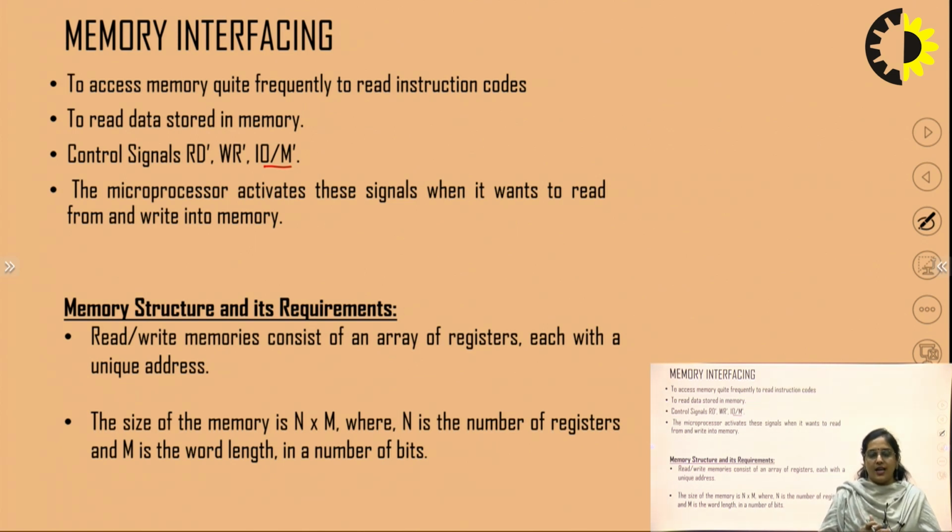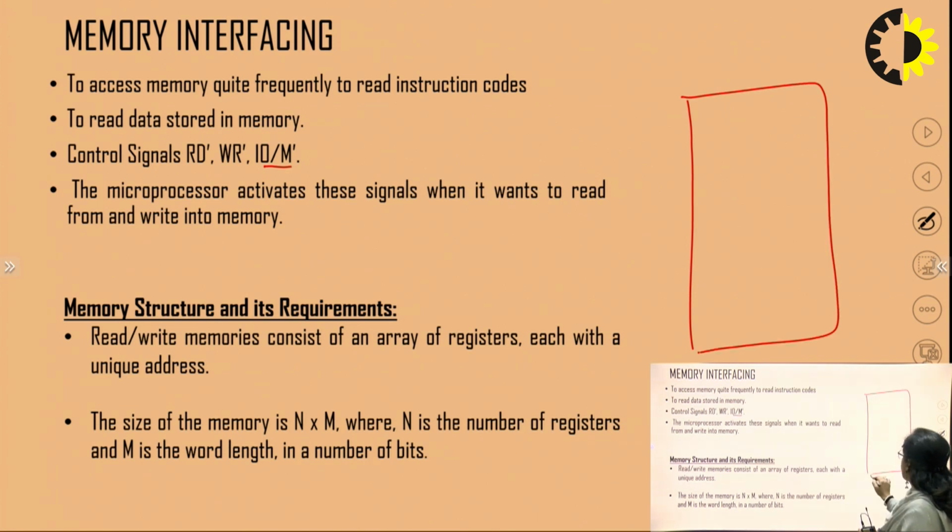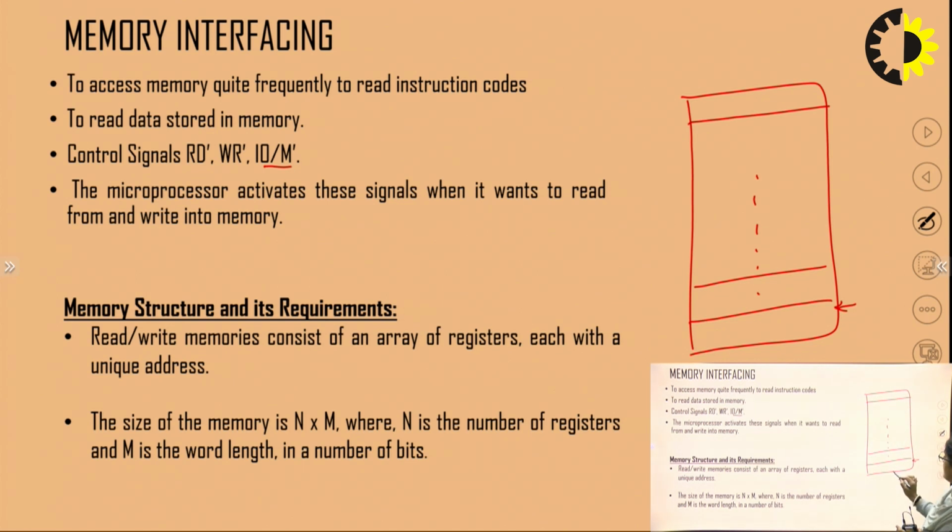Before that, just have a brief about memory. So memory is nothing but an array of registers. Each register has a unique address. So I can draw like this. If we consider this as a memory, then this is one register, second register, like this we have registers. So each register has a unique address. Now each register will consist of 8-bit data.